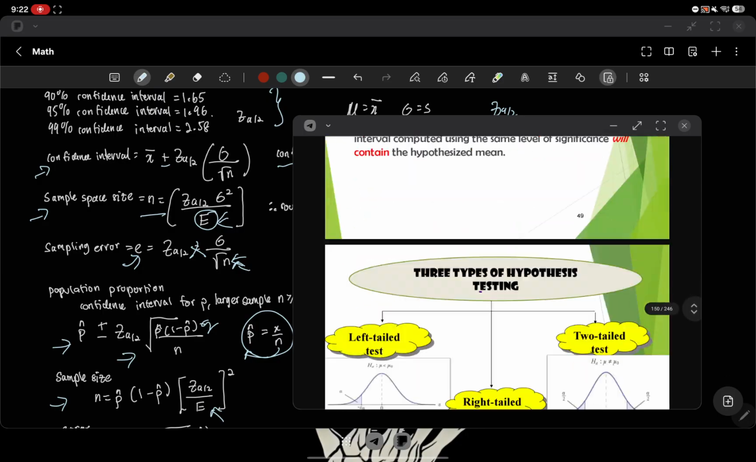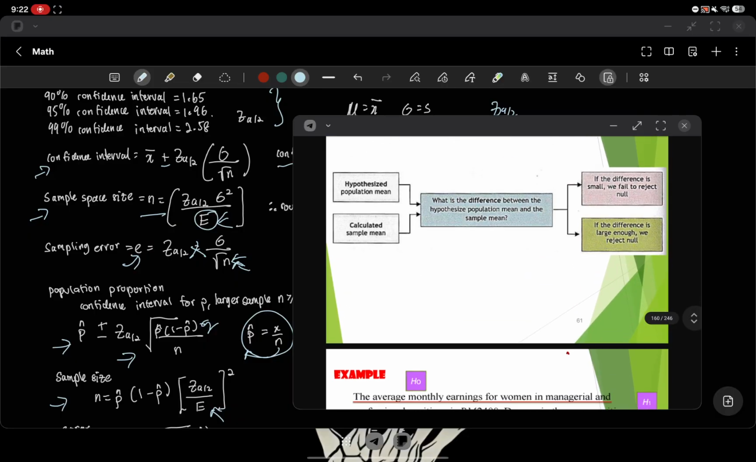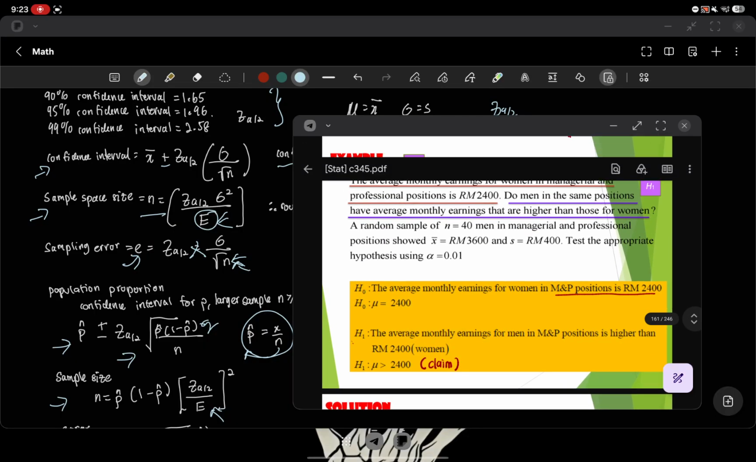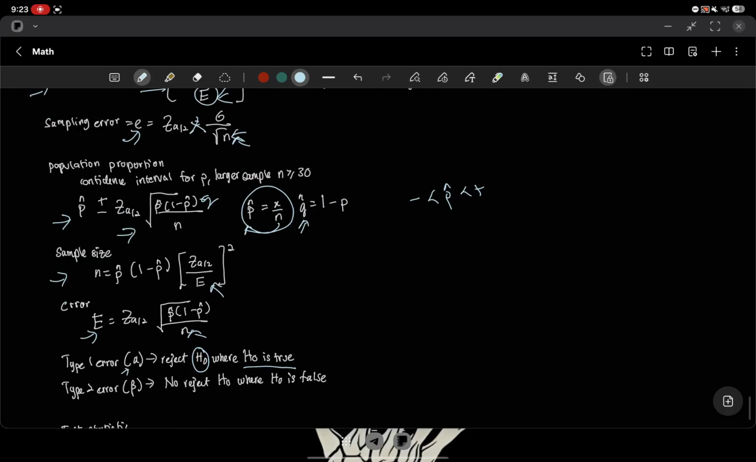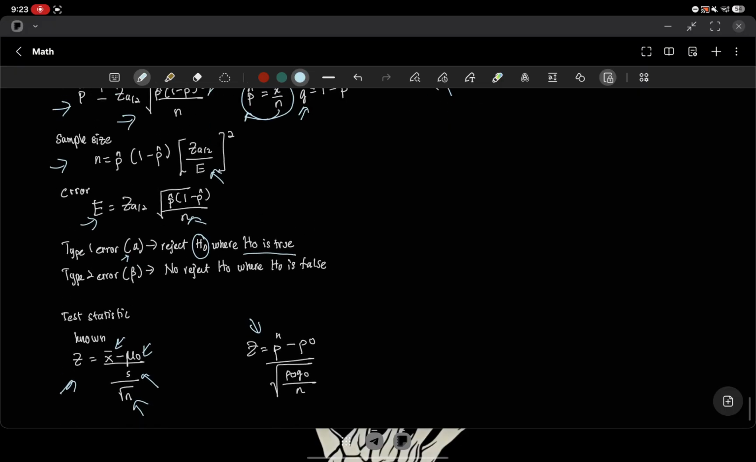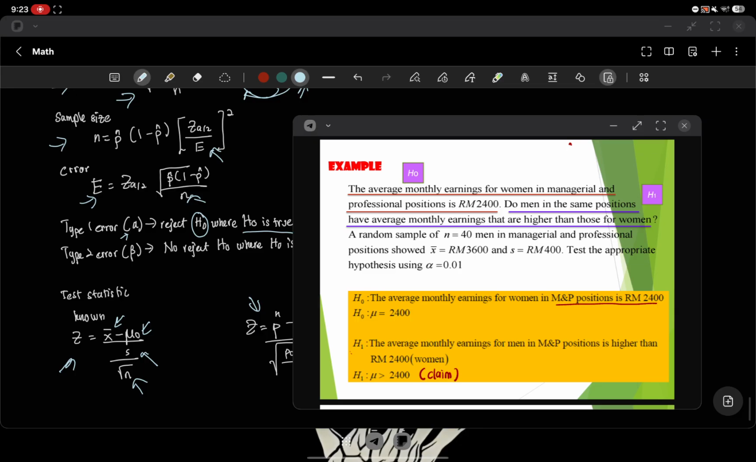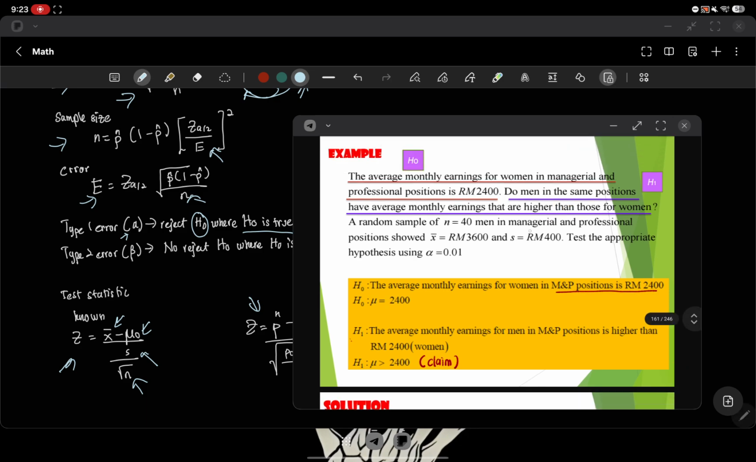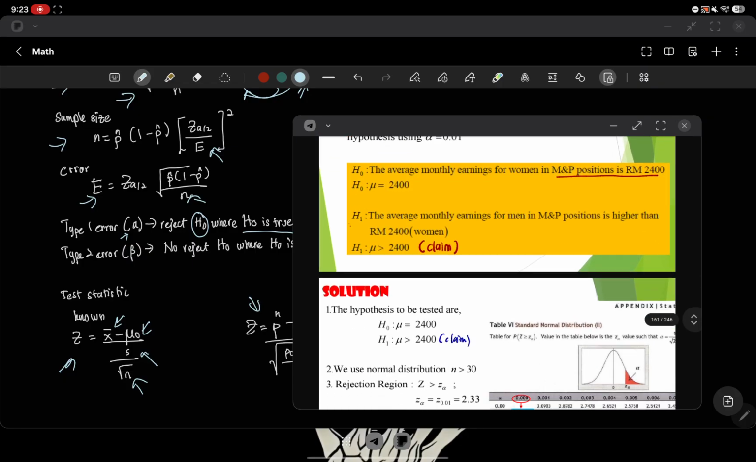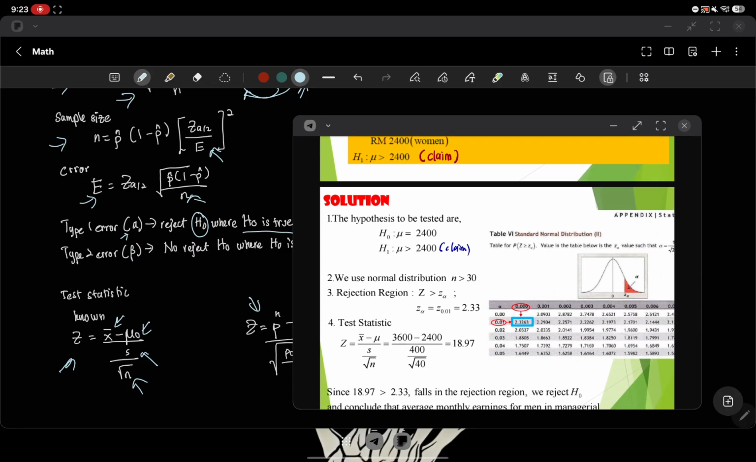Then we have 161. This is for the H0 and H1. This is to accept or reject in statistical testing. The average monthly earning for women is 2400. So men are earning more or not. We are given x-bar, we are given s, and we are given alpha with the n. So we calculate the Z using the test statistic formula that is given.